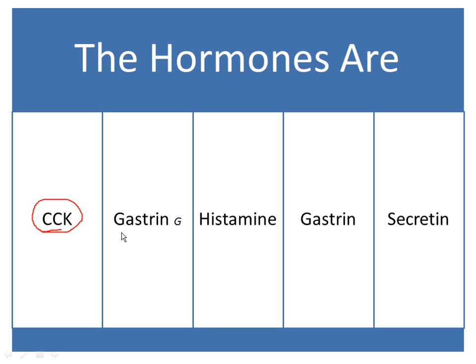Then we have gastrin. But there's two gastrins. One's secreted by the stomach, the other secreted by the intestine. So gastrin with the G is gastric gastrin. Gastrin is almost always secreted, and it's going to help the stomach increase its activity.